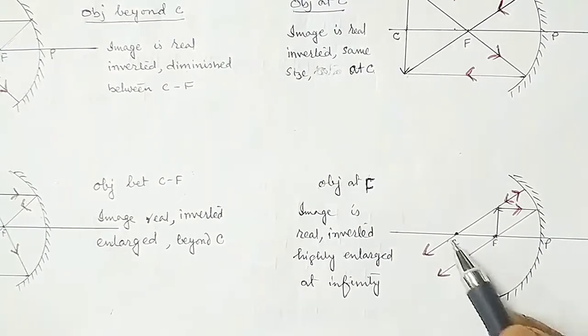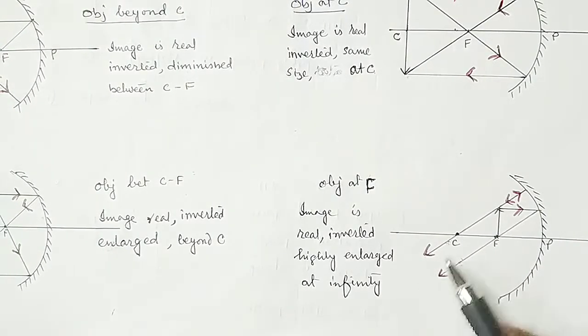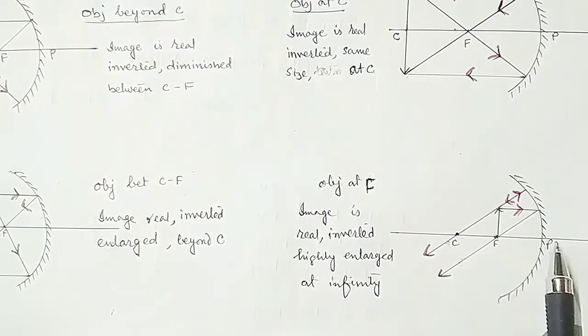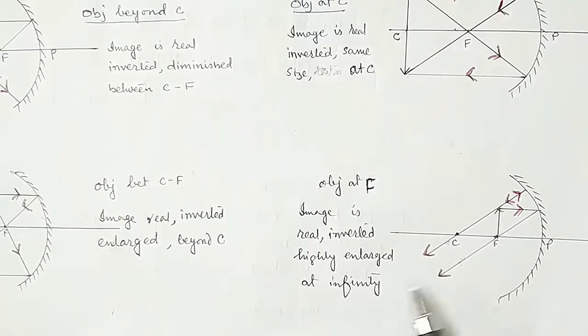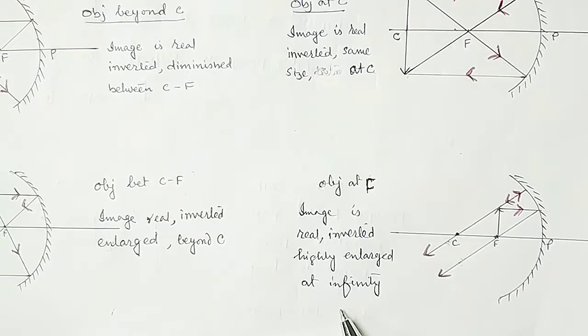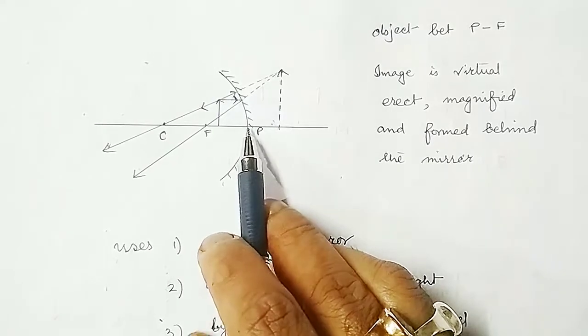Here you can see the rays are almost parallel, and we know parallel rays meet at infinity. And for the formation of the real image, these rays are going to meet at infinite distance. So we don't know the exact location where the image will be formed. When the object is kept at focus, in case of a concave mirror, the image that will be formed will be real because rays are going to meet somewhere, and real images are always inverted, so it will be an inverted image. It will be highly enlarged and it will be at infinite distance, or we can say the image will be at infinity.